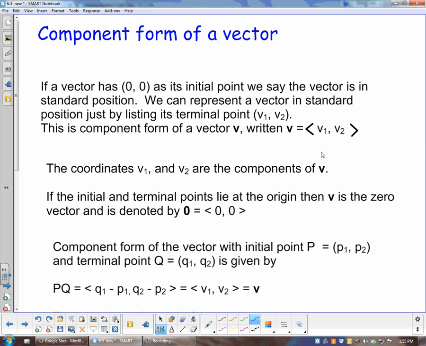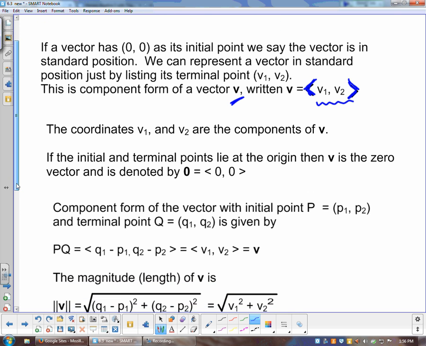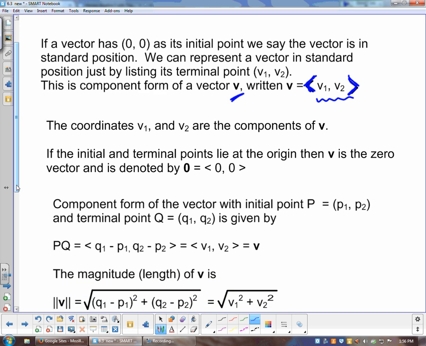Notice the boldface when you name a vector. It's going to be written v equals v1 comma v2, which is just its terminal point. But we use what I'll refer to as vector braces, these angled braces, instead of just normal parentheses. The coordinates v1 and v2 are said to be the components of vector v.